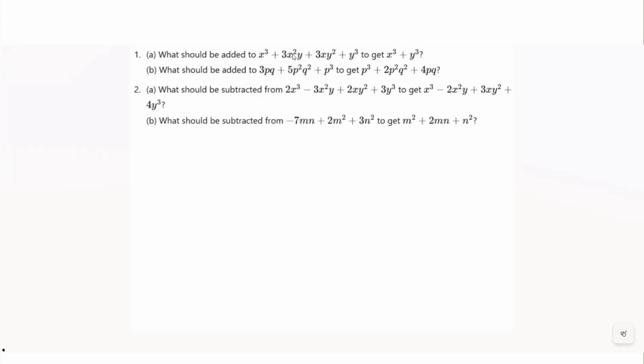Hello everyone. On the board you can see a few problems related to adding and subtracting algebraic expressions. Today we will learn how to solve these kinds of questions.